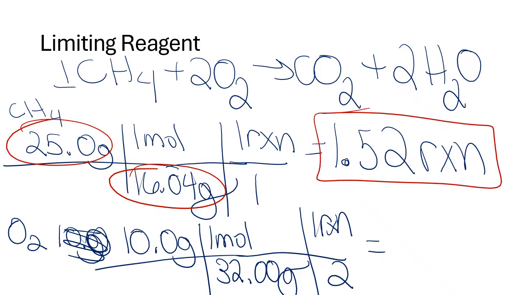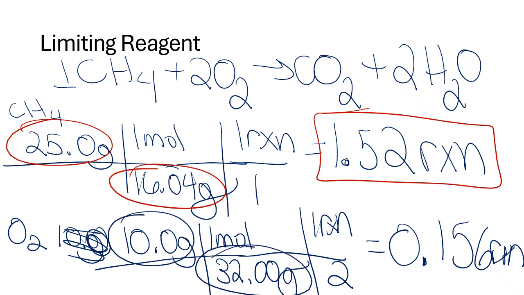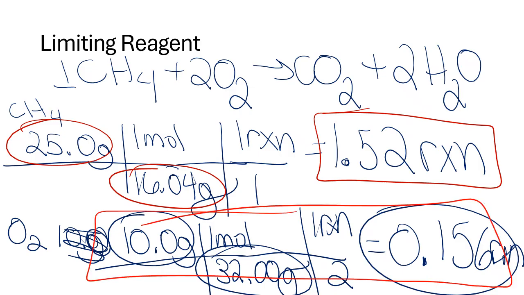For oxygen, I'm just dividing all of it, and I end up with 0.156 reactions, because again, if we solve that, 0.156. We got 3 sig figs, 4 sig figs, so the answer should be 3 sig figs, with the least amount of what's being determined. So you have to show all these steps. The limiting reagent is going to be oxygen. So the limiting reagent is oxygen.